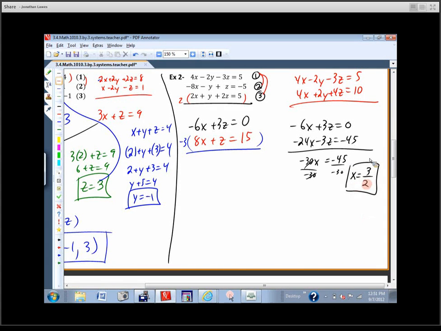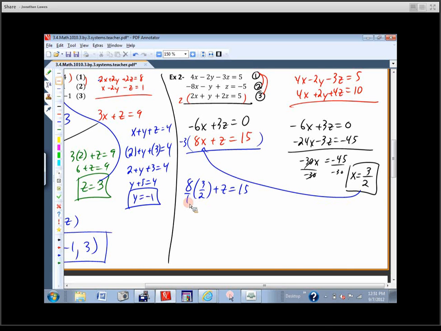They're not all pretty. Okay, once we know what x is, we can come back here and plug it in. If we plug into this red one right here, that's going to be 8 times 3/2. Plug in parentheses, please. Plus z equals 15.